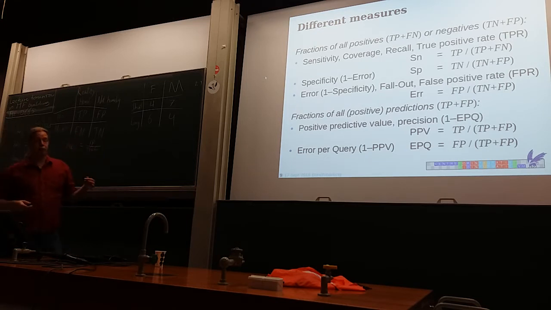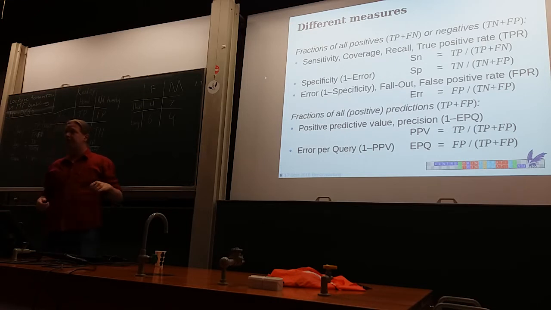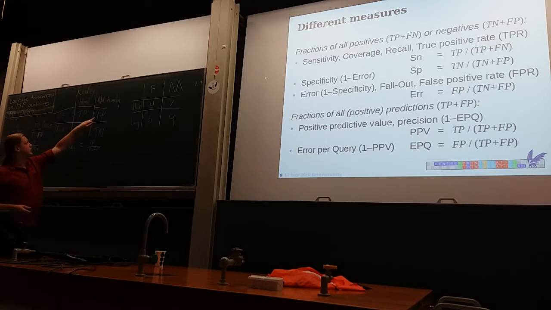And then finally your error per query, which is a term that you will have found a lot in the graphs in the paper as well, is the amount of false positives divided by all the positive predictions. So again, it's the complement of precision. It is this one divided by the sum of these two. Yes? So your EPQ equals false positives divided by true positives plus false positives.